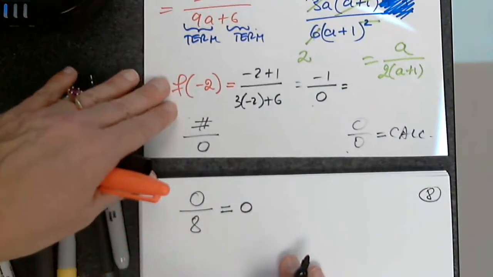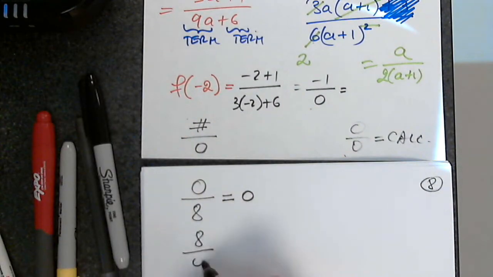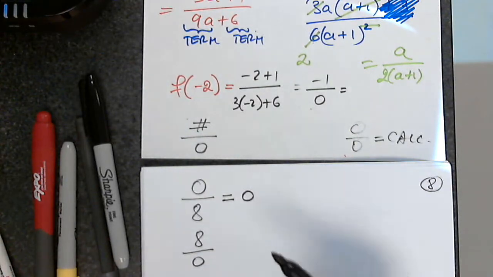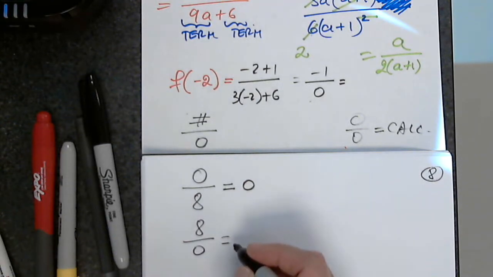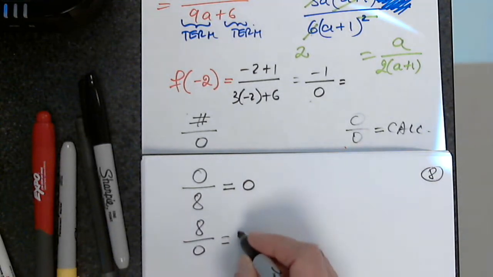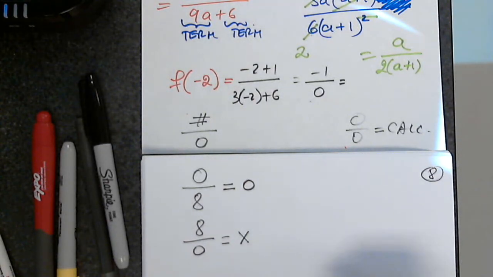But now let's talk about the other way around. These two cannot be the same. I hope you agree. 0 over 8 or 8 over 0 cannot be the same. True? Okay, so let's say we don't know what it is. I have no idea what 8 over 0 is, and I'm going to say it's an unknown number. I'm going to call it x. Are you with me? I want to see what x is.